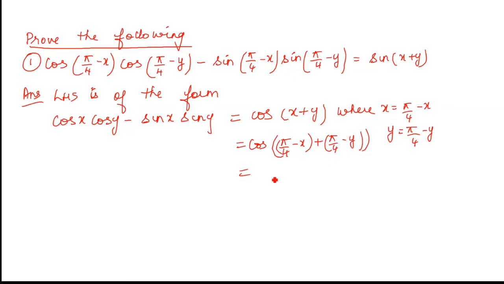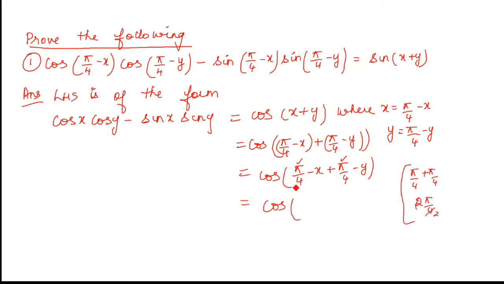Open the bracket. So it is cos of pi by 4 minus x plus pi by 4 minus y. Pi by 4 means 45. 45 plus 45 becomes 90. So pi by 4 plus pi by 4, if I add, it will become 2 pi by 4, so 2 ones are 2, 2 twos are 4, that is pi by 2. Or else if you want, you can write in numbers also. This is 45. This is 45. So therefore it becomes 90. Minus is common between x and y. Take out minus. So in the bracket you can write x plus y.